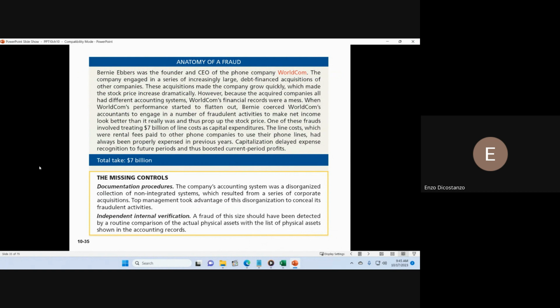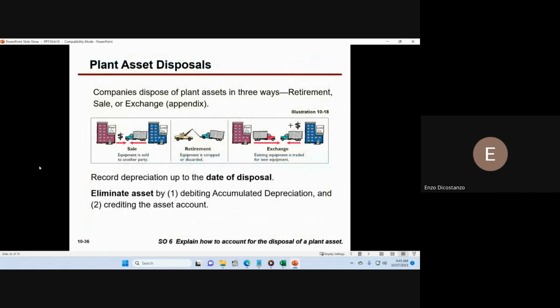The accounting systems were all non-integrated, from a variety of different corporations, and management took advantage of this to conceal underhanded activities. You need internal verification. The fraud should have been detected by comparison of physical assets with the list of physical assets shown in the records, but obviously people were paid to look the other way, and did.